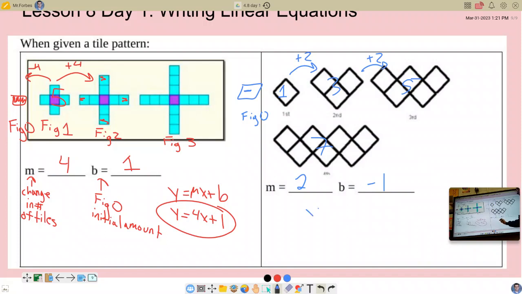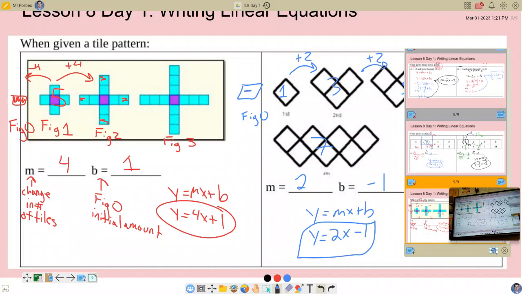So then I can write my equation. y equals mx plus b. And so y equals 2x minus 1. Or plus -1 if that is what you prefer to write.